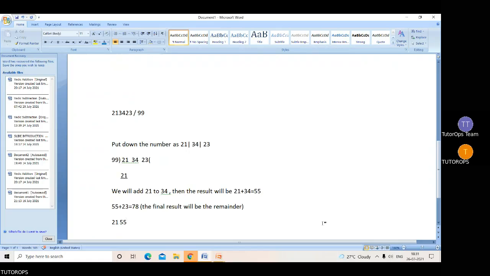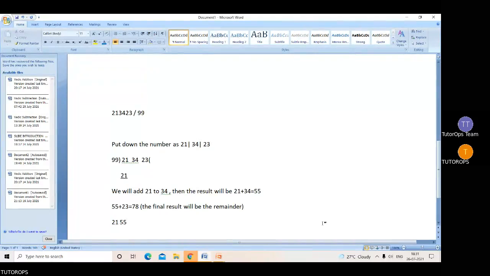So how can we say the method if I don't have any sheet of paper and I have to do it mentally? How can I proceed? I will just take the three parts and then write down the first part and the sum of the first part and second part consecutively, and that will be our quotient.